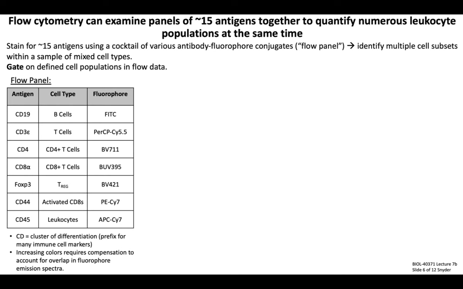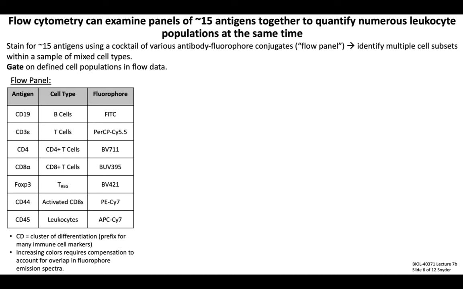The examples we've covered so far have established principles of flow cytometry using only one or two colors at a time, but the real power of this method is in its ability to look at many different parameters at the same time in one sample. Traditional flow cytometers can examine up to about 15 fluorophores and therefore antigens at a time, while some newer technologies can go up to many more colors. This cocktail of antibody fluorophore conjugates that are used to analyze a sample are called a flow panel for a given experiment, and these can be used to distinguish between multiple cell subsets as well as phenotypes within a given sample that consists of a mixture of cell types.